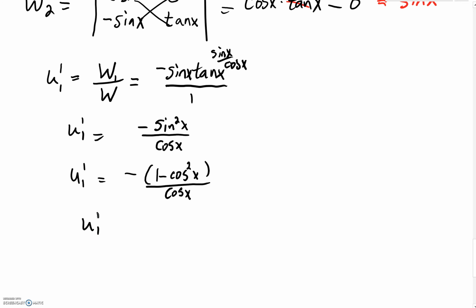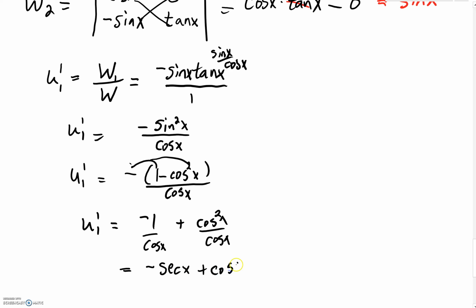So look, we'll have u sub 1 prime, and guess what? This is a negative 1 and a plus cosine squared of x when we distribute this negative. But we're going to do a little I heart math here too and just divide. And what are we left with? Well, a negative secant of x plus a cosine of x. And that's actually nice because at this point we can say, you know what? We can take an antiderivative. We can take an integral.